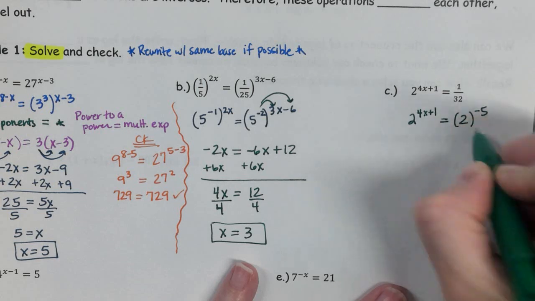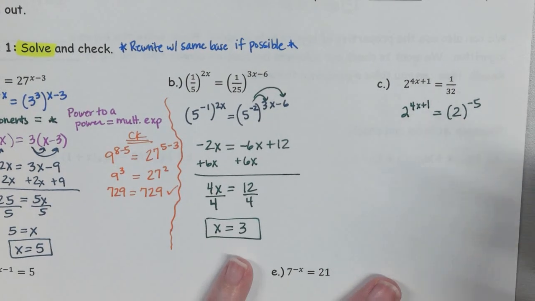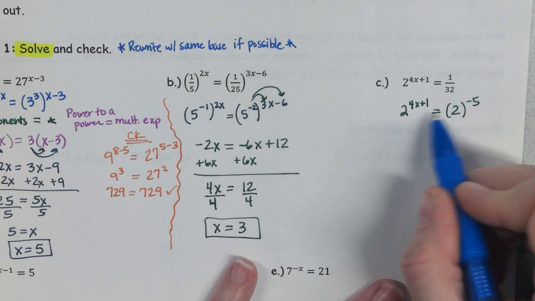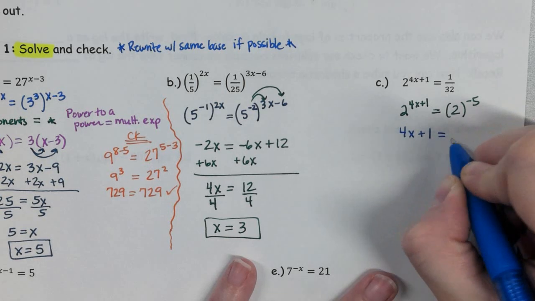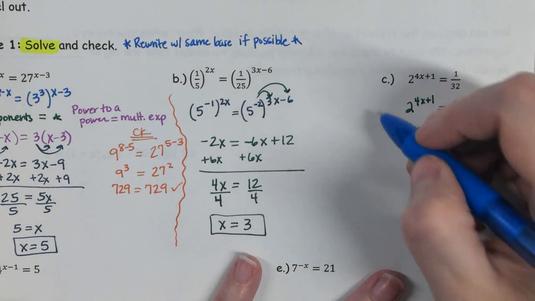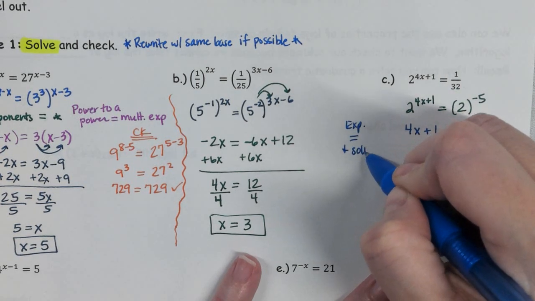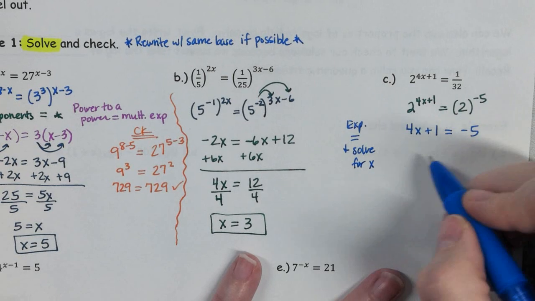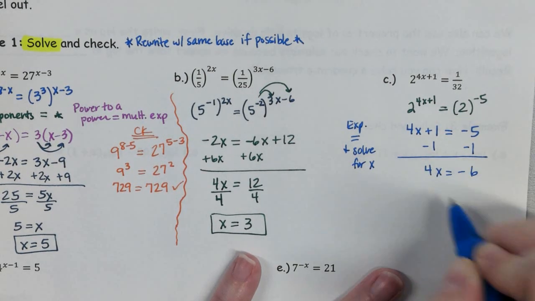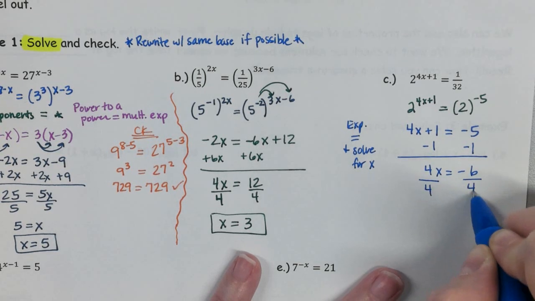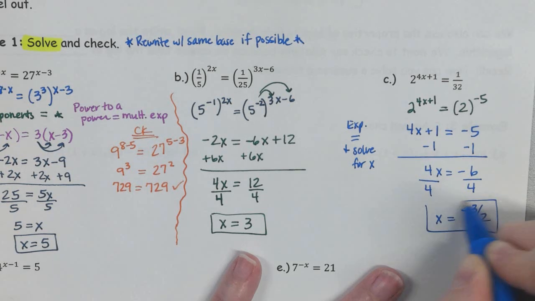And then once you have your bases equal, what's your next step? Exponents are equal. Okay, so once you have the same base, now you're just going to rewrite with the exponents. So 4x plus 1 equals negative 5. Okay, so you set the exponents equal and solve for x. So we're going to subtract 1 from both sides. 4x equals negative 6. And then you just have to reduce if you have a fraction. So this would be negative 3 over 2.